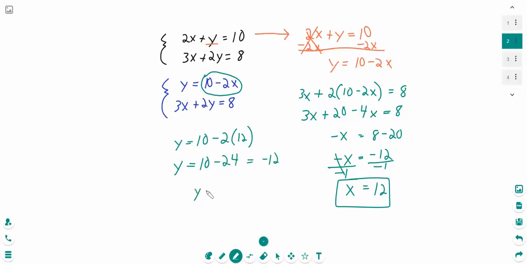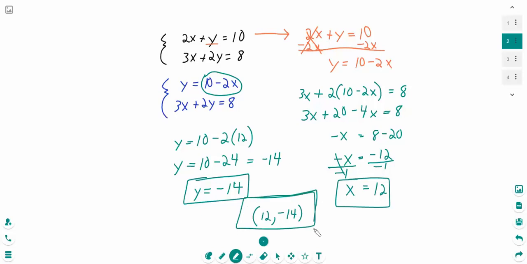So y is equal to, I'm sorry, not a negative 12. Hopefully you caught that. What am I doing? That's a negative 14. 10 minus 24, negative 14. So y is equal to a negative 14. All right, and so our ordered pair is 12, negative 14. There we go. There is our solution to this system of equations.